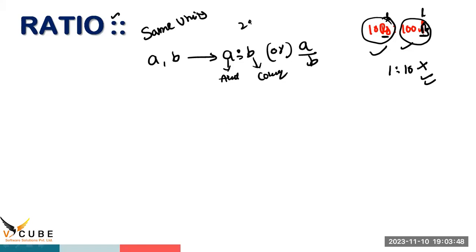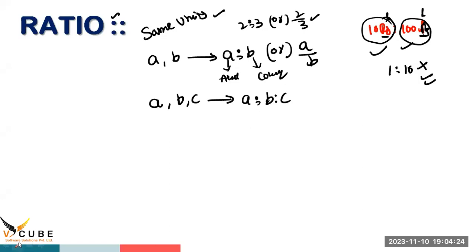For example, 2 is to 3 or 2 by 3 is same, guys. Okay. For example, three quantities A, B, C. So the ratio of three quantities is A is to B is to C. Is it clear, guys, all of you? So what is the ratio? Two quantities of the same units is called the ratio. Okay, just remember, guys, what is the ratio?